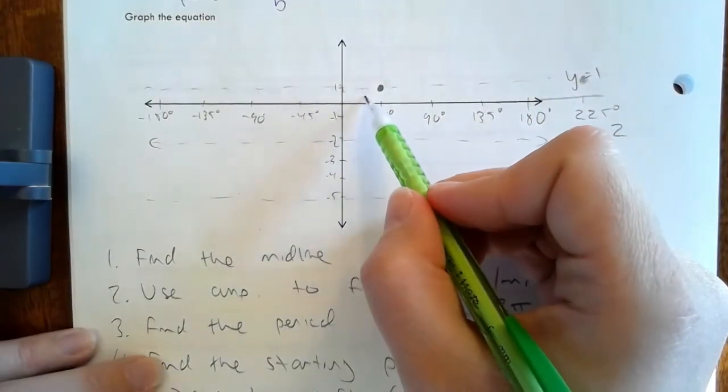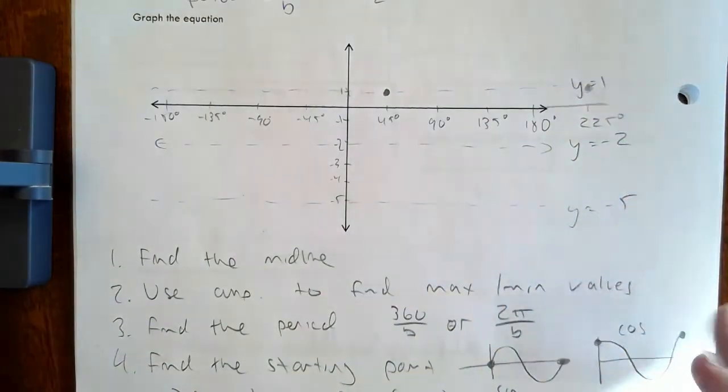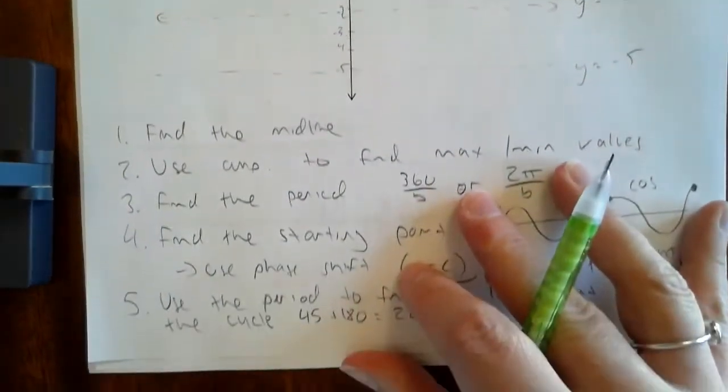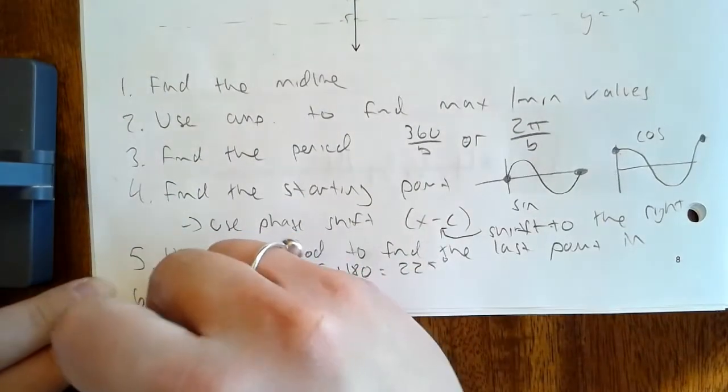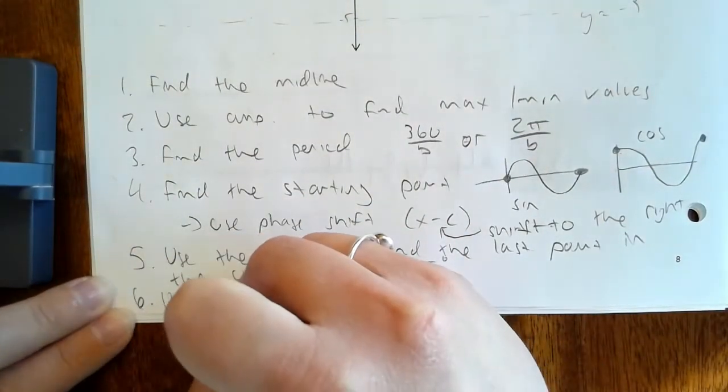My cos curve is going to be up here. It's going to go down and come back up. Last step, and then we're basically done here. We've done all the hard parts, is use the middle.